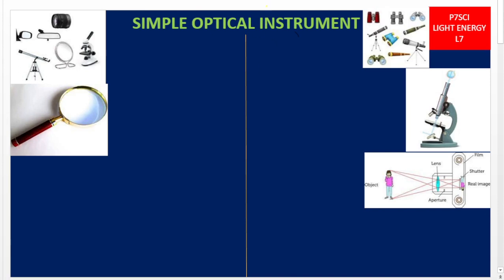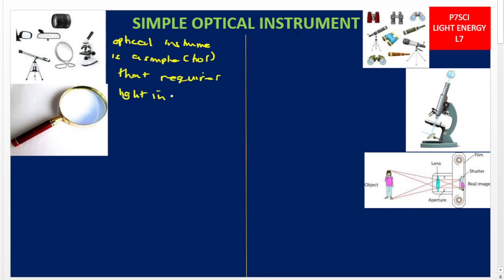In this lesson, we are now going to discuss what we call the simple optical instruments. Then, what is an optical instrument? An optical instrument is a simple instrument, device, or tool that requires light in order to function. Requires light in order to function.